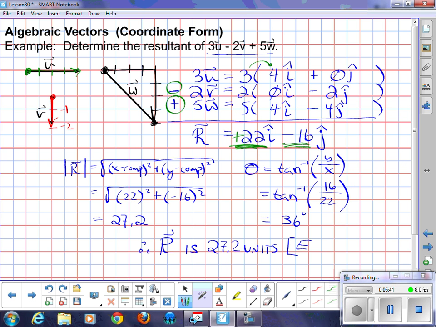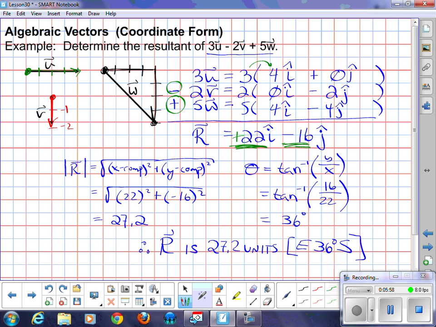And it's negative 16. So then we're going to rotate the 36 degrees either down or south. All right, so we interpret the answer there rather than using the negative 16 in the equation. So everything goes in as positives. Okay, there you go. You just added 3 vectors together.